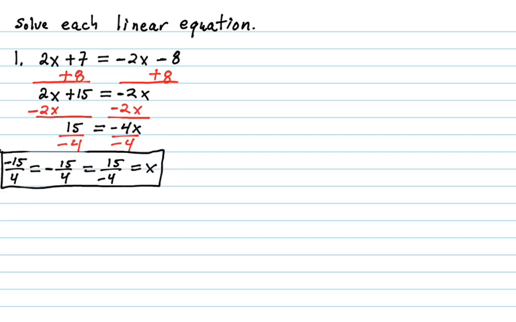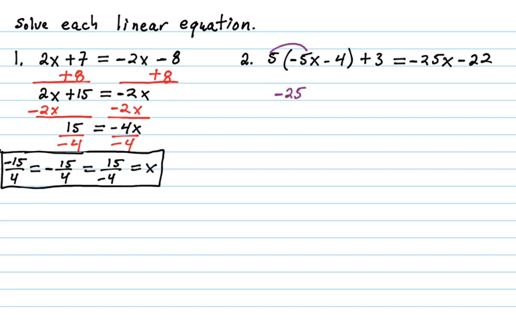All right, let's look at 2 or 3 more. So we're going to look at example number 2. We're going to solve 5 times the quantity negative 5x minus 4, plus 3 equals negative 25x minus 22. And before we do anything in terms of moving numbers and variables from one side of the equation to the other, we're going to go ahead and do the distributive property. So we're going to do 5 times negative 5x is negative 25x. 5 times negative 4 is negative 20, plus 3 equals negative 25x minus 22.